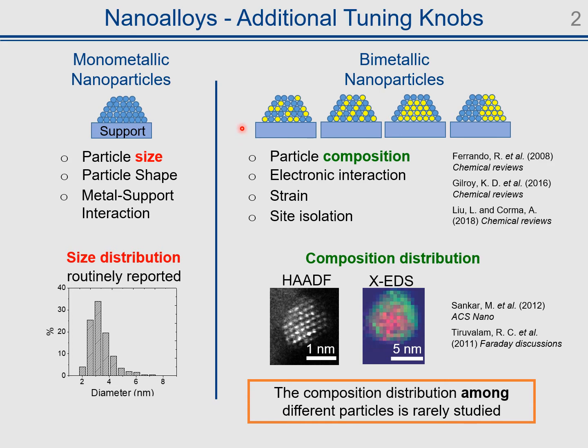Things get a lot more interesting when it comes to nanoalloys, because now you have an additional tuning knob of particle composition. This will bring out other effects such as electronic interactions among different metals, strain effects, and sometimes site isolation effects. However, unlike the previous case, most studies on nanoalloys only focus on analyzing individual nanoparticles, while the composition distribution among different particles, which for nanoalloys is at least as important as the particle size distribution, is rarely studied. I believe part of the reason is that such statistical analysis is not efficient and is too time-consuming.